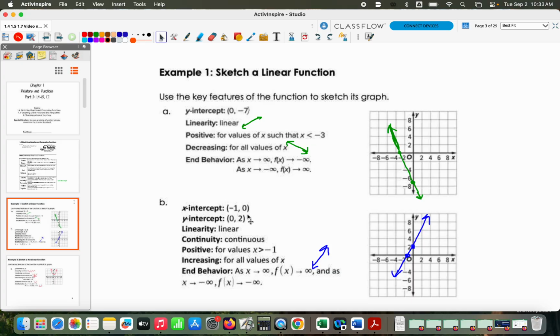This one's actually pretty easy because they gave you the x and y intercept and they told you it's linear. So I could literally go to (-1, 0) and (0, 2), watch the scale, and I know it's a line, so I would just draw it from there. It's continuous for the whole thing. Positive for x greater than -1. So here's where we're at -1.